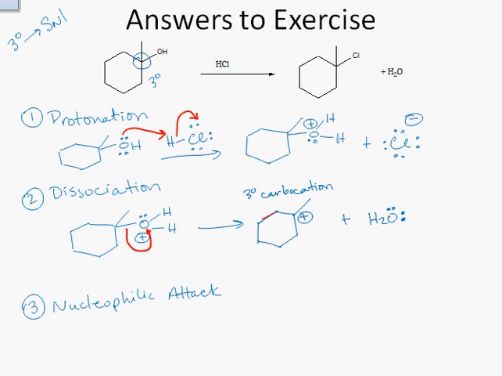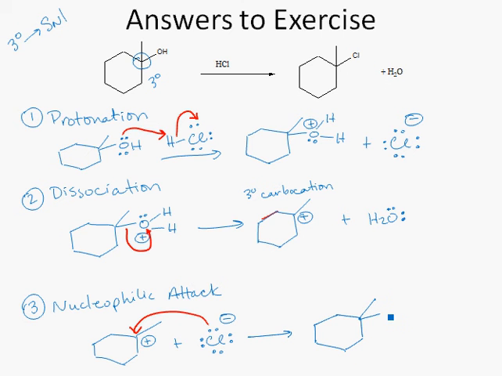And the last step is where the chloride ion comes into play. It's acting as a nucleophile and attacking the carbocation. That arrow is designating the carbon-chlorine bond forming using an electron pair from the chlorine. So that gives us our final alkyl chloride product.